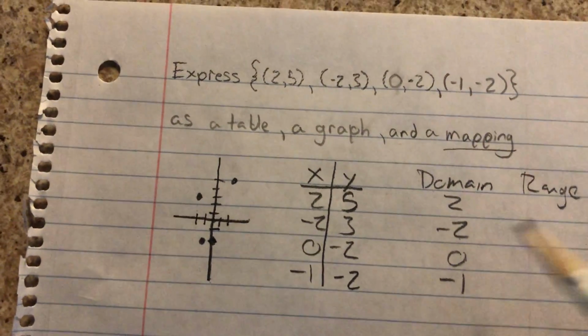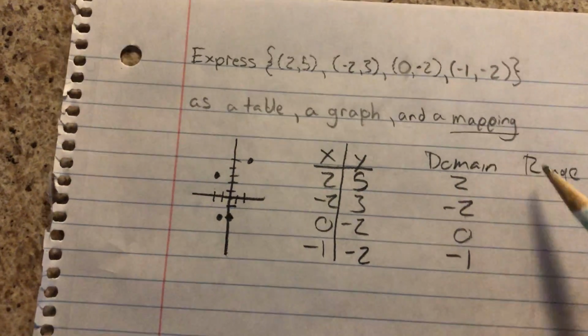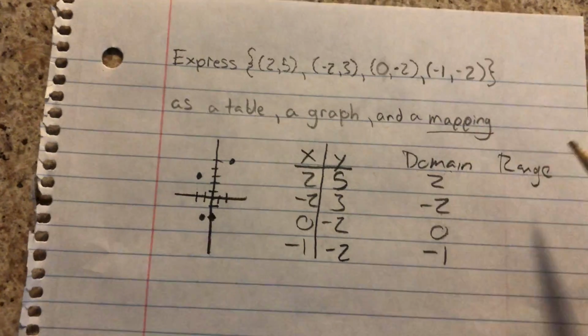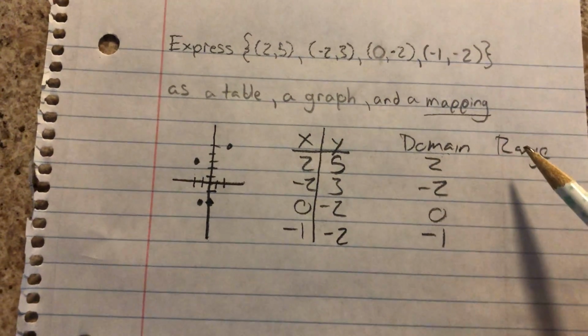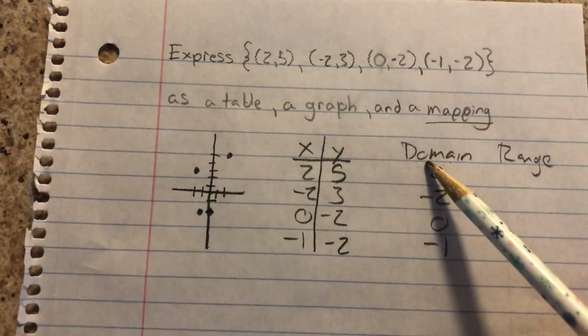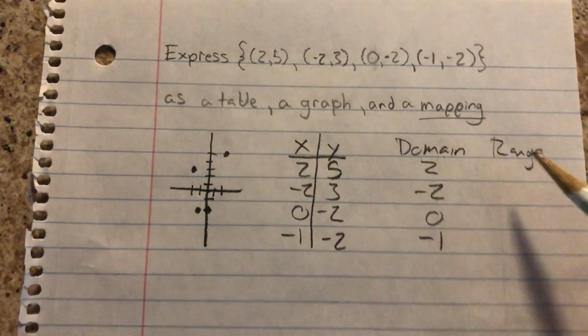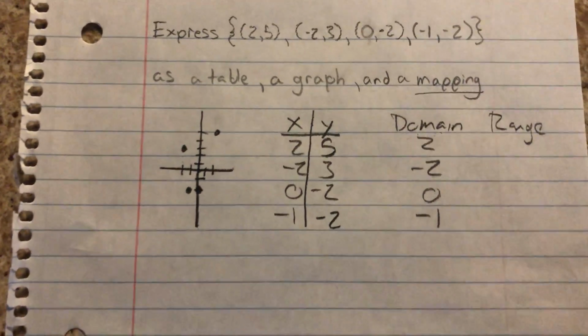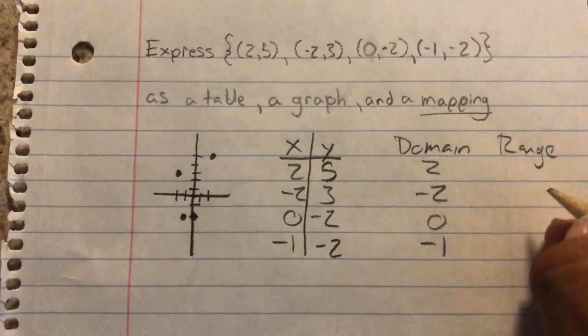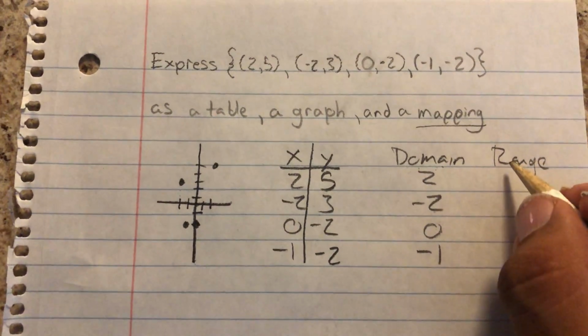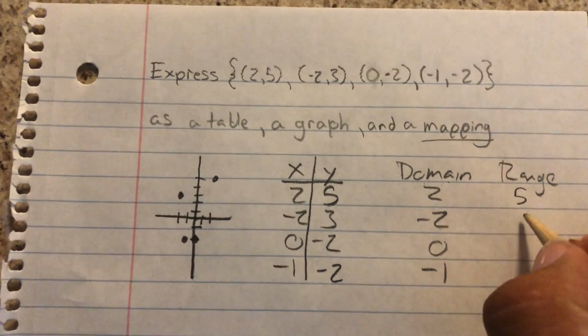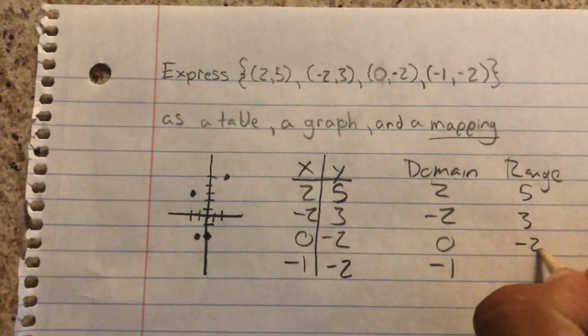Now, this is always easy to remember because sometimes people get these confused, which one's X and which one's Y. Well, they're in alphabetical order, just like X and Y. So X is first, so domain is first. Y is second, so range is second. So all possible Y's, 5 is possible, 3 is possible, and -2 is possible.